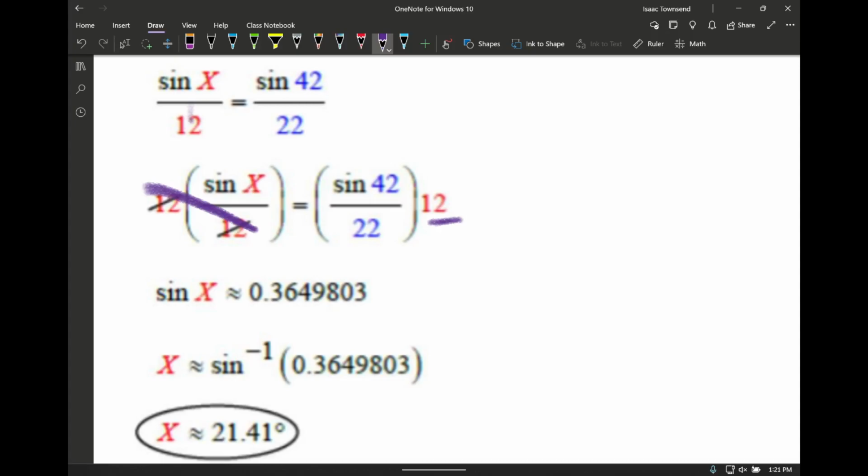And then the main thing you need to highlight or emphasize is this is not how big x is, this is how big sine of x is. So if you want to know how big the angle is, just like we did last semester, you have to do inverse sine of that stuff. And that's where the angle comes from.